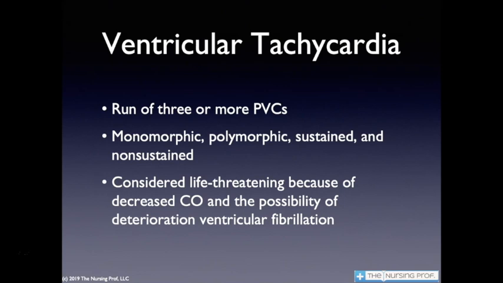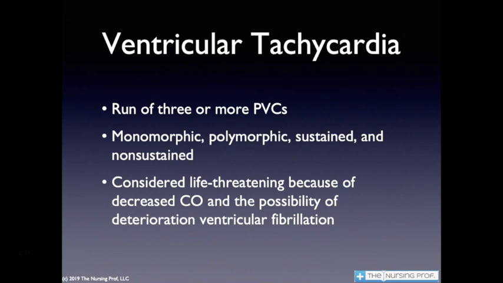Now moving down into our ventricular rhythms, we have ventricular tachycardia. In ventricular tachycardia, we consider this to be a run of 3 or more PVCs to be called ventricular tachycardia. There are many different types of ventricular tachycardia: monomorphic, polymorphic, sustained, and non-sustained. So we can get little bursts of VT. We can get sustained VT.